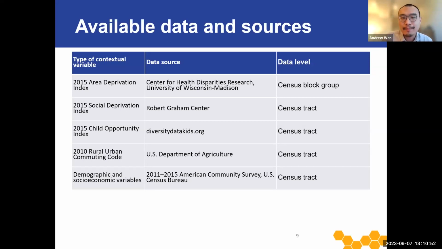Before moving on, it's also important to note that the contextual variables in this file have been recoded from their original sources into categorical variables to limit the risk of disclosure. This recoding process is explained later in this webinar in the section on disclosure risk analysis.